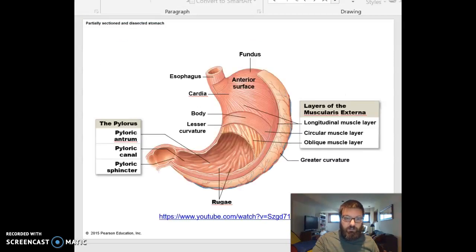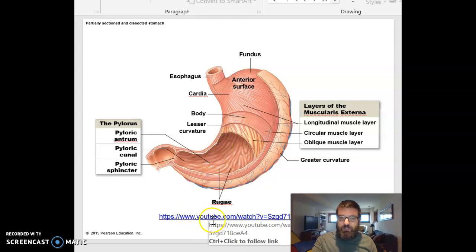So again, you can see here the outer surface, right, is still serosa, and you have a greater curvature on the outside, which we talked about in the last video, and a lesser curvature on the inside here. But you have an extra third layer of muscle that's deep to the other 2 layers of muscle in the muscularis externa, called the oblique layer. And you can see these rugae, these folds as well.